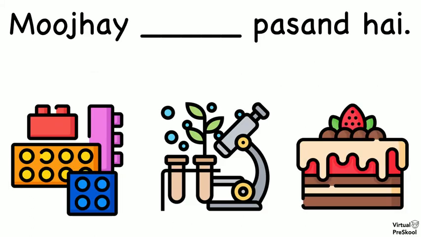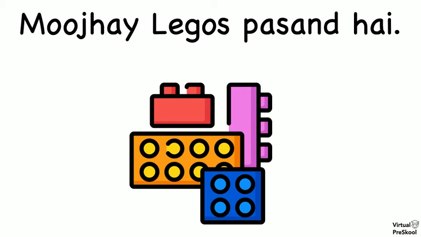Now we say the word mujhe. Mujhe is how we say I in Hindi. So, mujhe Legos pasand hai. I like Legos. Mujhe science pasand hai. I like science. मुझे केक पसंद है. What does that mean? It means I like cake, right? All right. So now let's do some practice and add the word mujhe in front. So how would you say I like Legos?